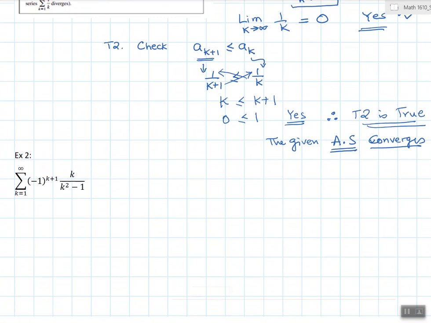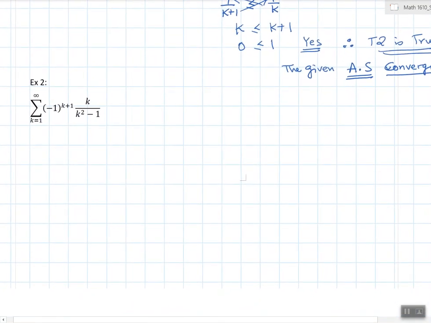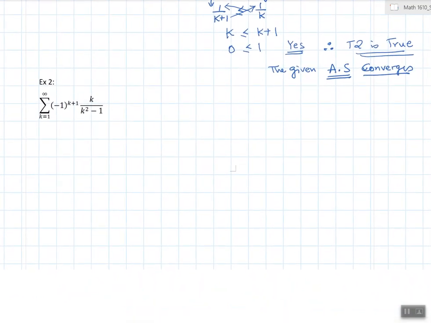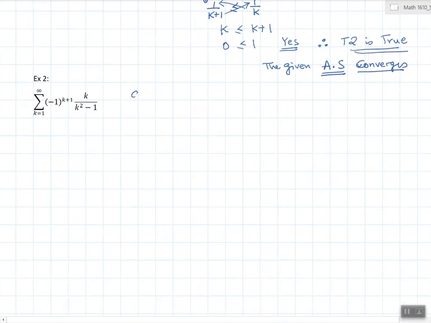Okay, let's continue with the next example. So here, always make it a rule to pick out a_k first. So let me write down a_k. So a_k would be k over k squared minus 1. So just pick out this component. Leave this behind because we know it is alternating.